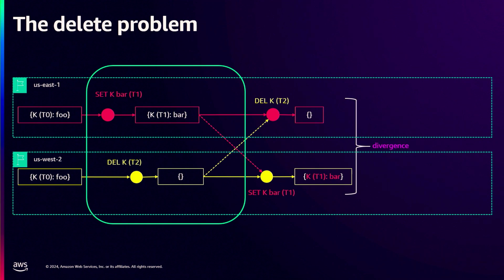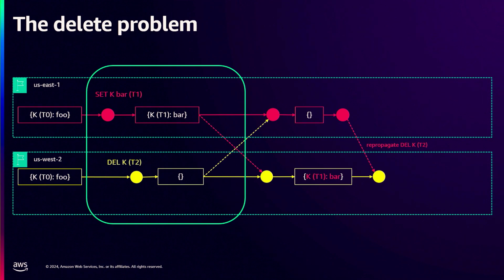However, this is a problem, right? Because now both regions will be divergent forever. So we need to fix this. And the way we fix this is we use a technique where we repropagate deleted commands we receive back to other regions. So now we actually can reprocess that command, so that way all the regions will eventually converge and get to the same data.